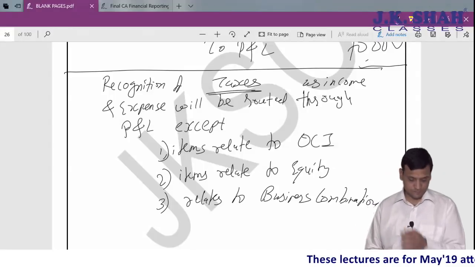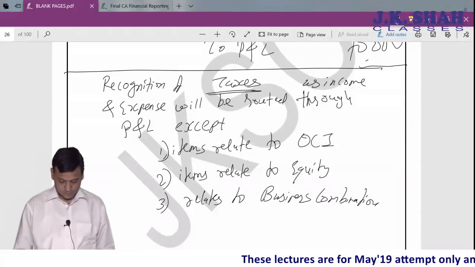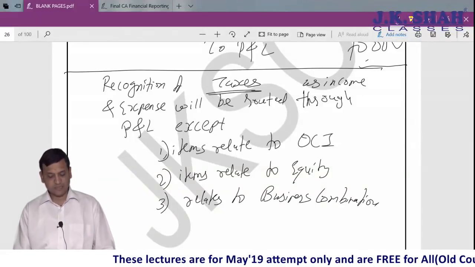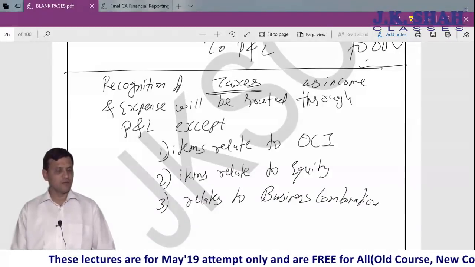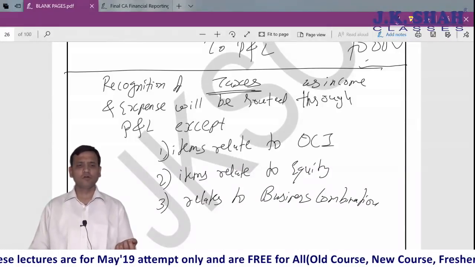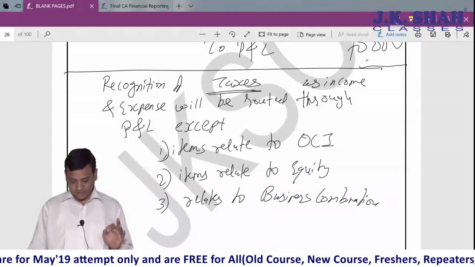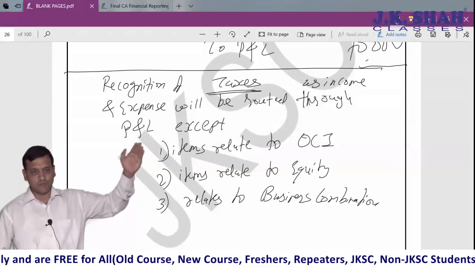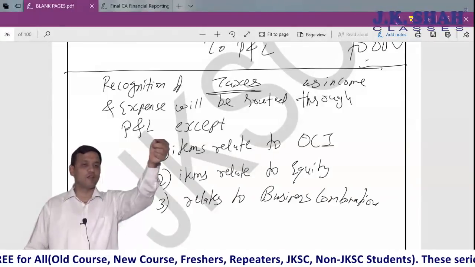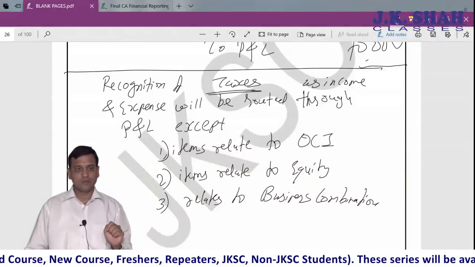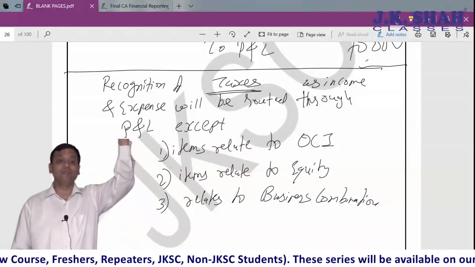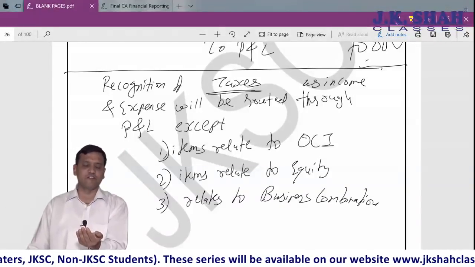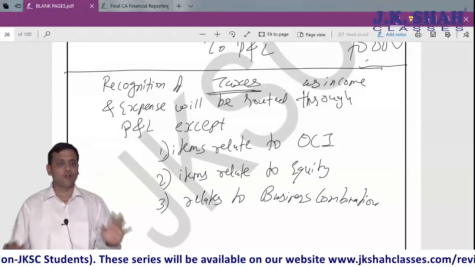Now look. Recognition of taxes as income and expense. When I am using the word taxes, I am talking about the tax expense. As income or expense, it will be routed through P&L only. Means current tax, profit and loss account debit to current tax. Deferred tax, profit and loss account debit to DTL. DTA account debit to P&L. So we always route it through profit and loss account. Current taxes as well as deferred taxes, everything goes through profit and loss account.